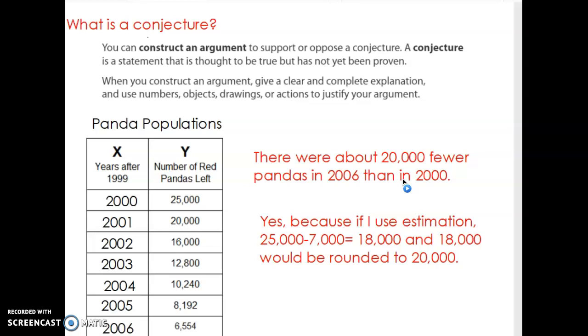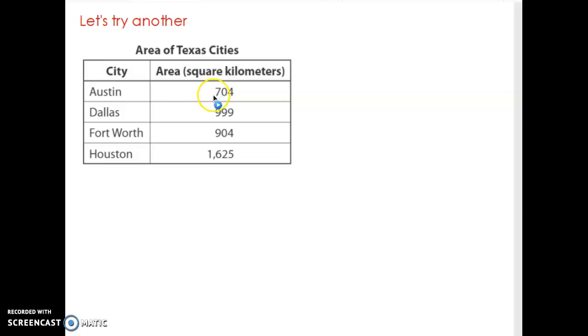I agree with it. And you have to be able to justify why you agree or disagree with something. So here is a justification for this conjecture. Yes, because if I use estimation, 25,000 minus 7,000 equals 18,000. And 18,000 would be rounded to 20,000. So yes, there are about 20,000 fewer pandas in 2006 than there were in 2000. Let's take a look at another one.